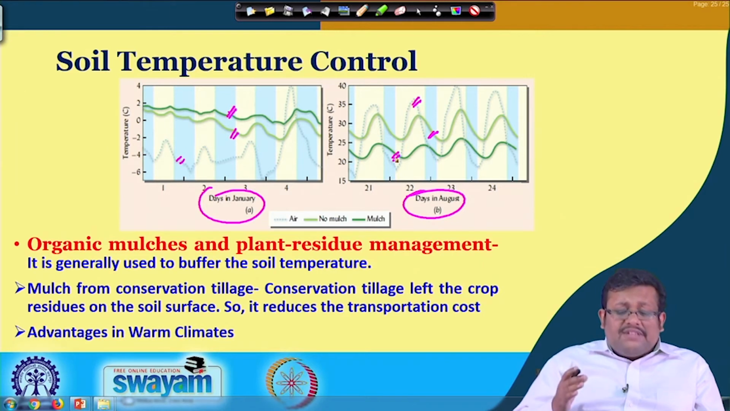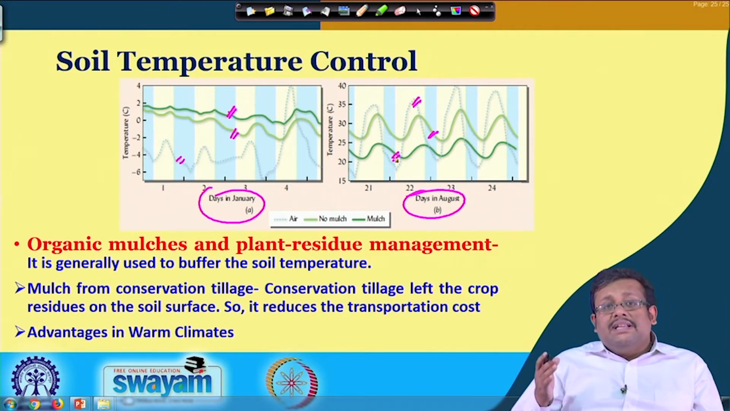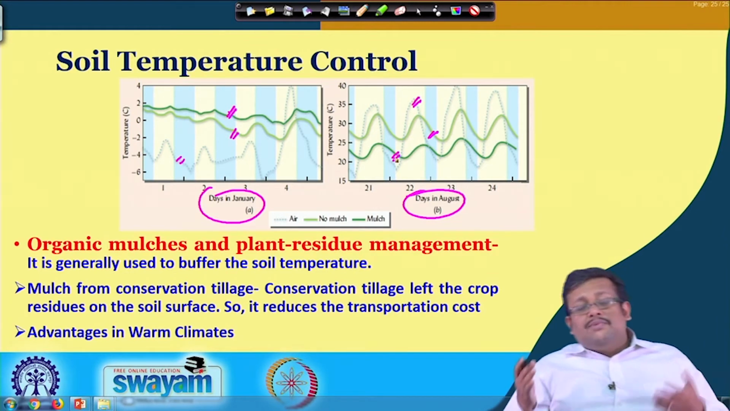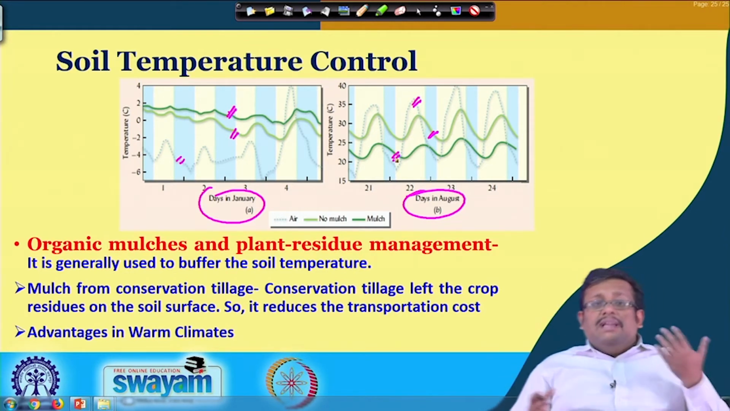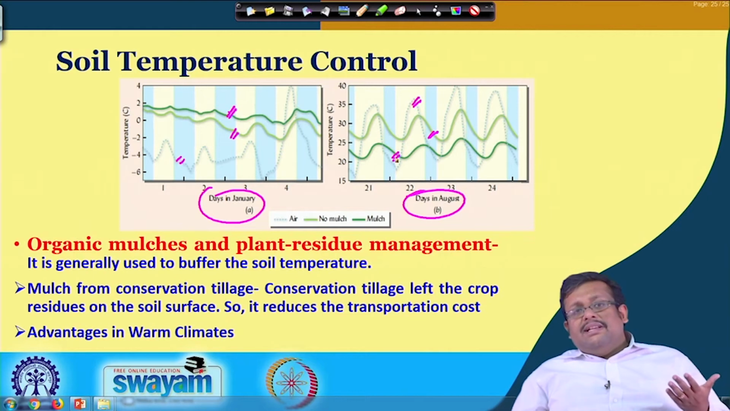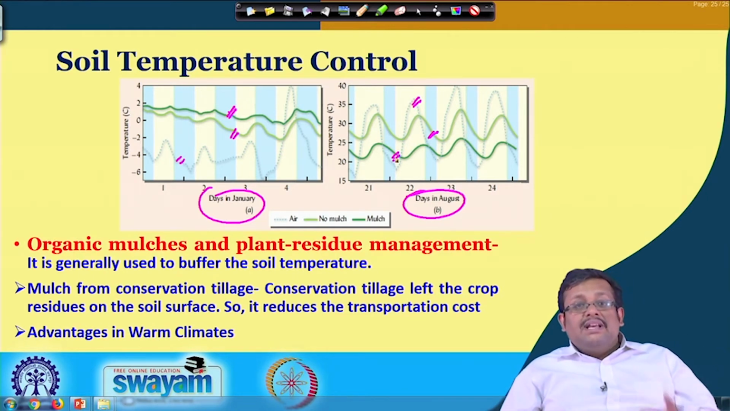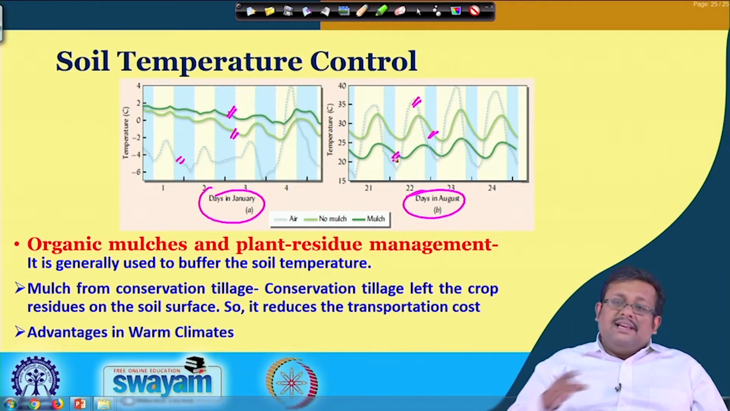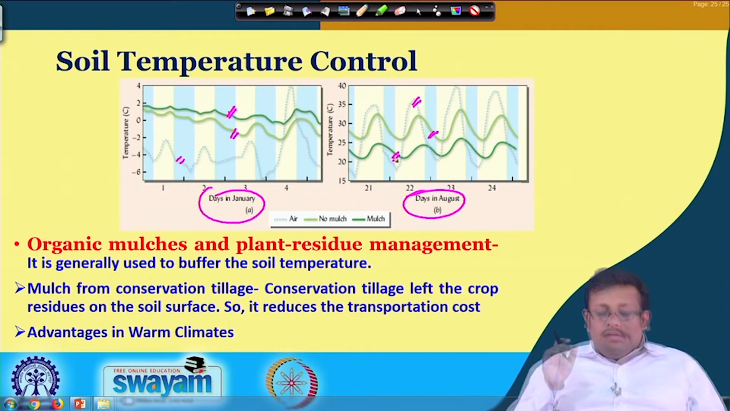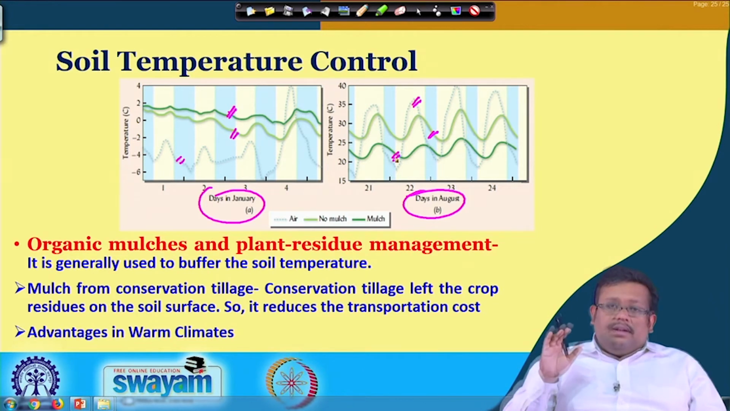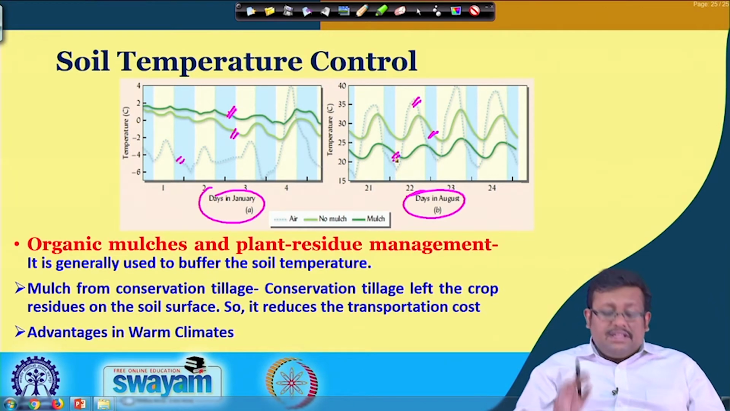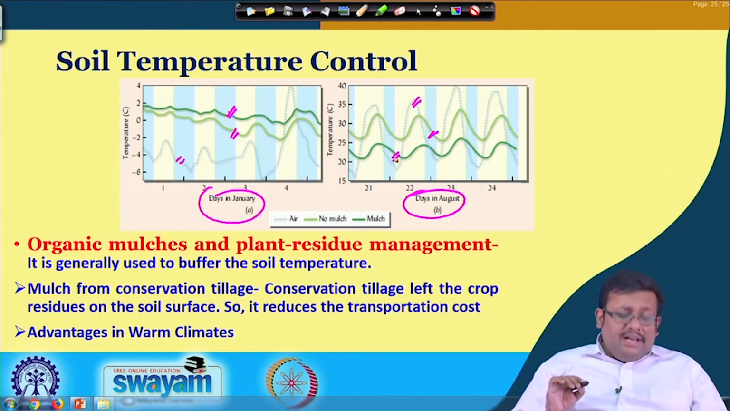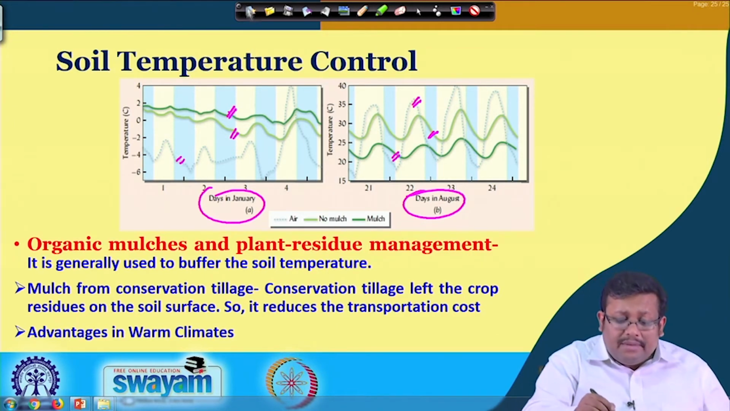Remember that mulch from conservation tillage is also important, because the definition of conservation tillage says it must leave the crop residues on the soil surface. When it leaves the crop residues on the soil surface, it acts as a natural or organic mulch, and it reduces the temperature, in other words it helps in maintaining the soil temperature, and obviously it is helpful in case of warm temperatures.